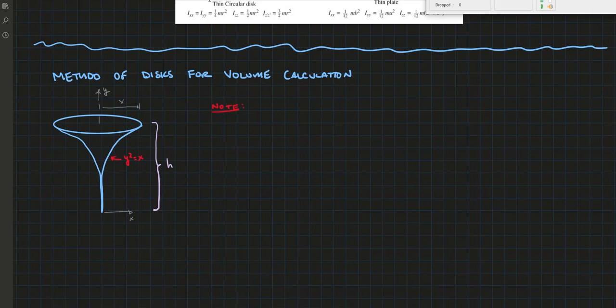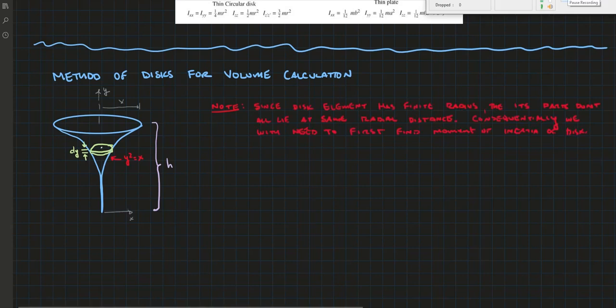First off, let me just mention that we will be using a disk of thickness dy as our elemental volume. If we do this, since the disk element here in green has a finite radius, all its parts don't lie at the same radial distance. Consequently, we need to first find the moment of inertia of this disk.